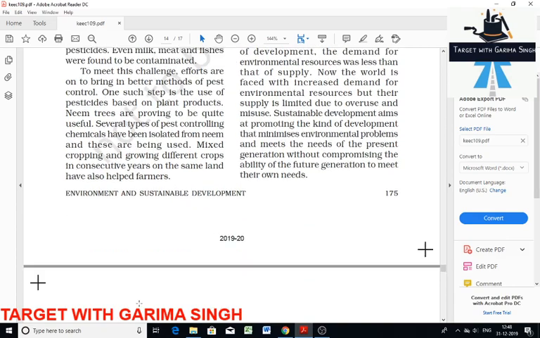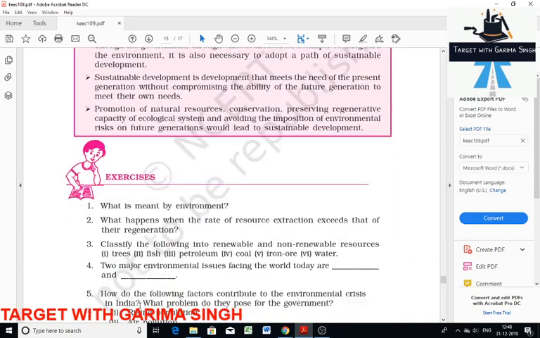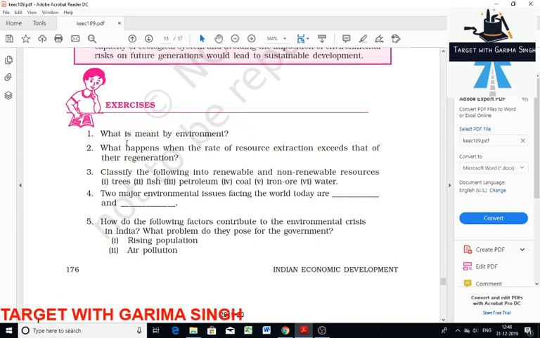So let's move on to the first question. What is meant by environment? Environment is defined as the total planetary inheritance and the totality of all resources. It includes all the biotic and abiotic factors that influence each other. Biotic elements are living elements: birds, animals, plants, forests, fisheries, human beings, etc. Those who have life are biotic. Abiotic elements are like air, water, land, rock, sunlight, etc.